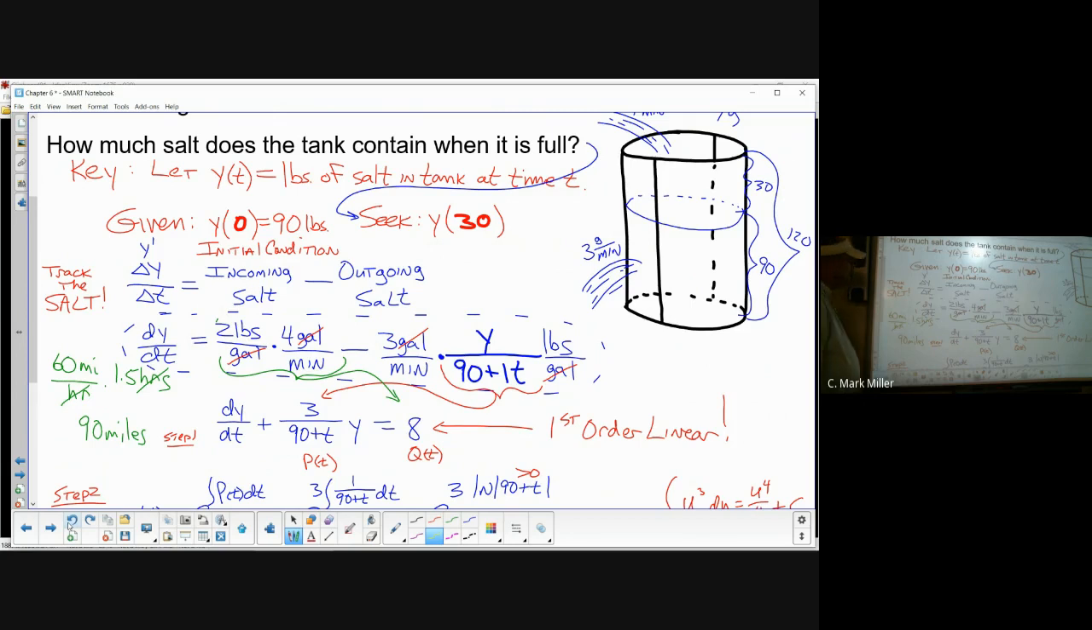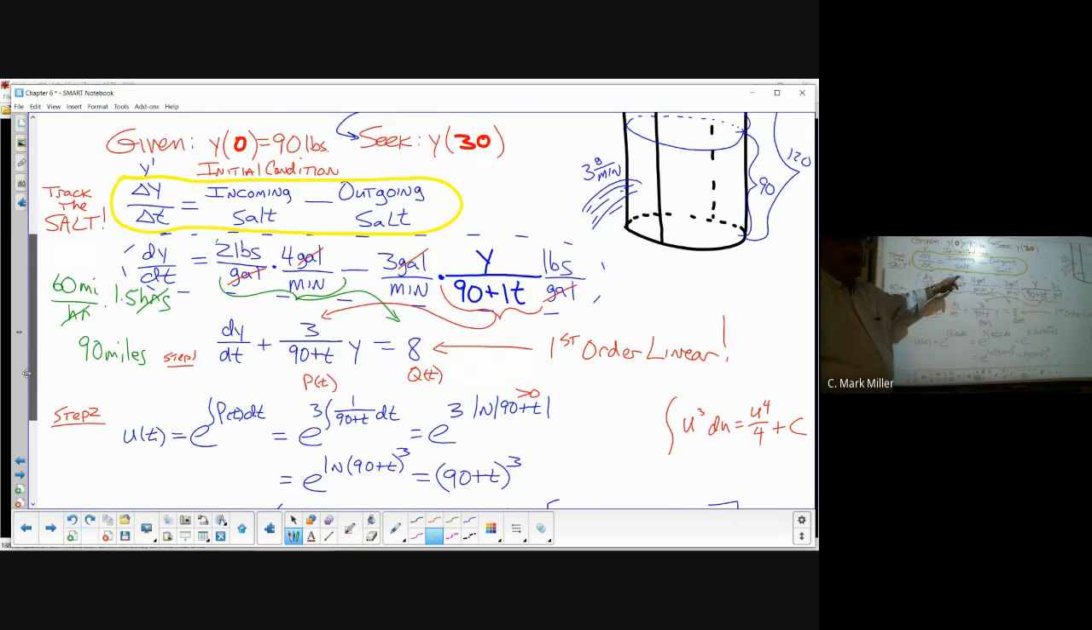Just about as important is this, because that's setting up your differential equation. You're going to track the amount of salt. And the change in the amount of salt is the amount of salt going in minus the amount of salt going out. I went through this before, but the amount of salt going in, it's coming in at 4 gallons a minute, 2 pounds per gallon. That gives you a nice even 2 times 4 or 8.